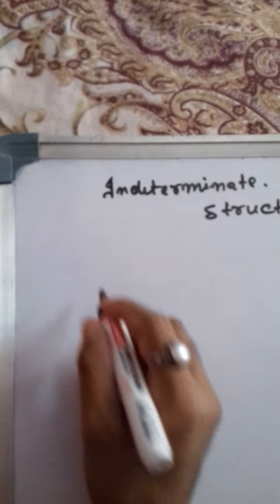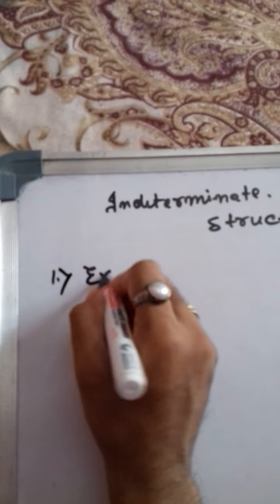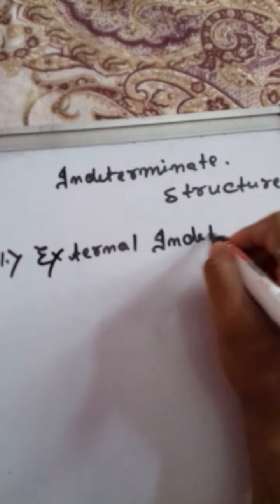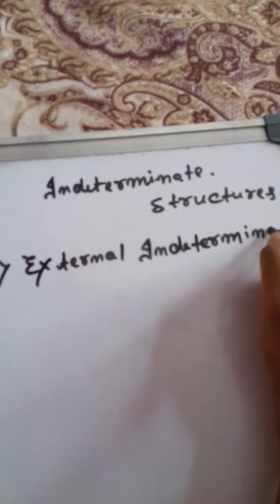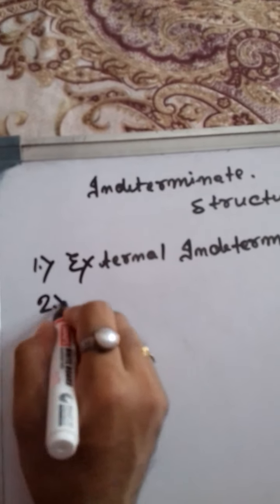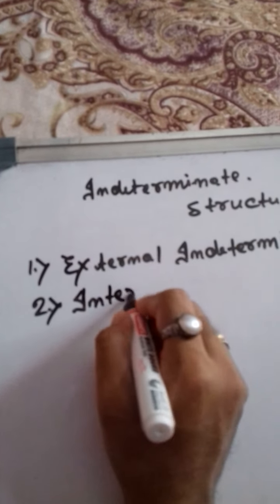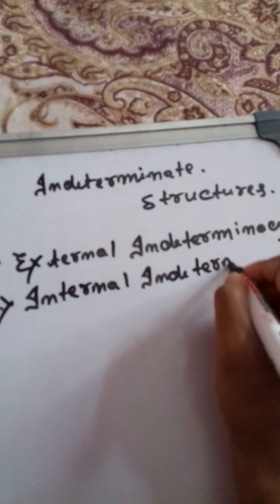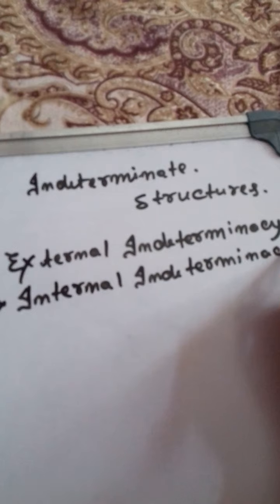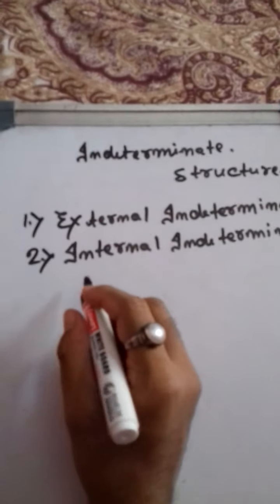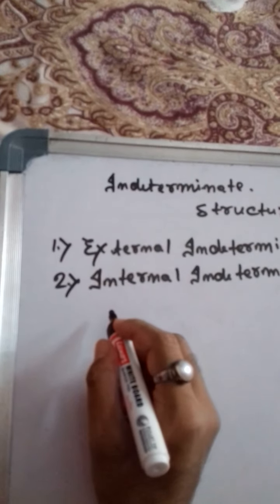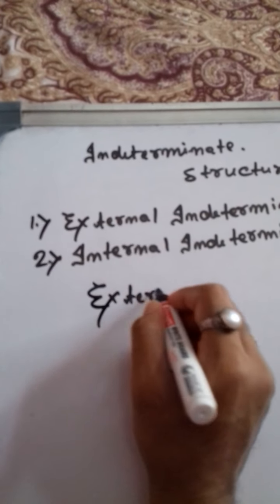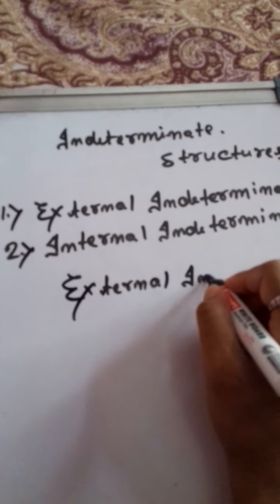That is, one is the external indeterminacy, and the second one is the internal indeterminacy. Okay, now let us study first about the external indeterminacy.